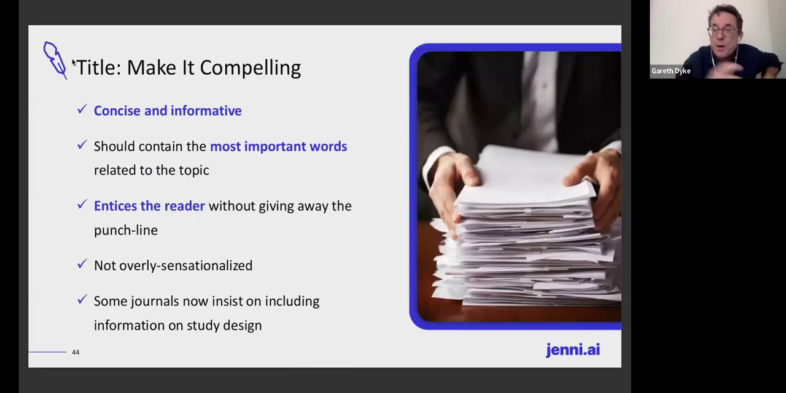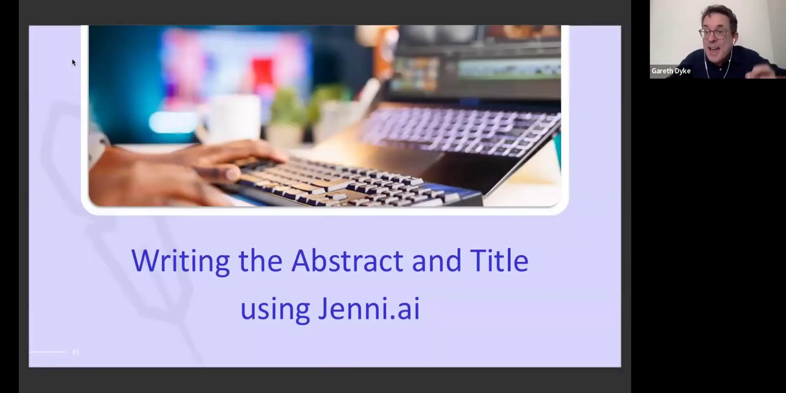Concise and informative, most important words related to the topic, enticing people without giving away the punchline, of course. You want what's called a non-declarative title, new drug and its effect on cancer, rather than a declarative title: my new drug is the cure for cancer. That keeps people interested, gets them wanting to read, not over sensational. And you may need, depending on your journal, some information on study design. So that's the abstract, that's the title. Scott's going to show you how to do it with the Jenni tool.